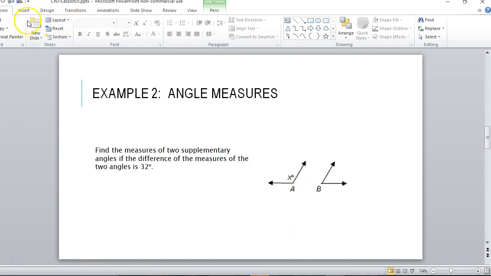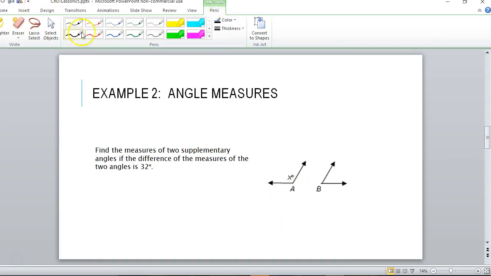The measure of angle A is x, the measure of angle B is 180 minus x. Remember what we had, the measure of angle A plus the measure of angle B equals 180. If I say that this is x, and I solve for the measure of angle B, I'm just going to subtract x from both sides, and now I have 180 minus x.